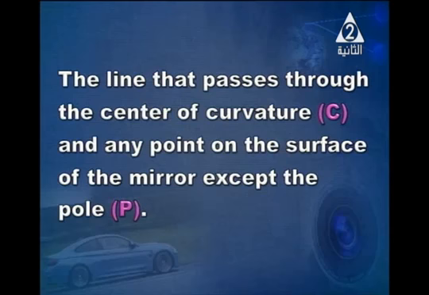Another concept, the secondary axis. The secondary axis is a line that passes through the center of curvature and any point on the surface of the mirror except the pole.